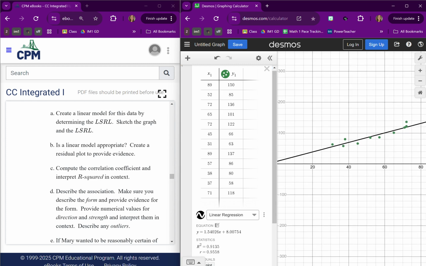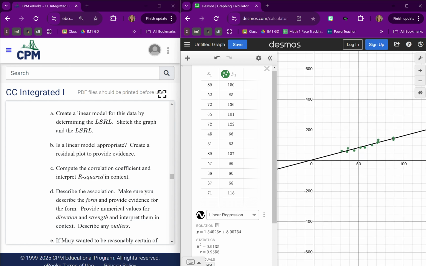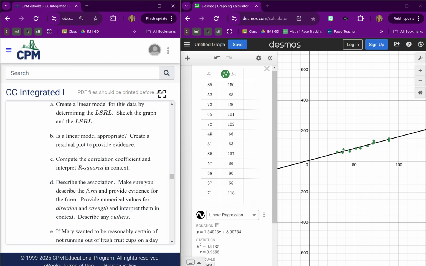Okay, is a linear model appropriate? This looks to be a linear growth pattern, follows the straight line pretty well. You will never have to create a residual plot. So although the directions say that, I'm not going to require that on a test.